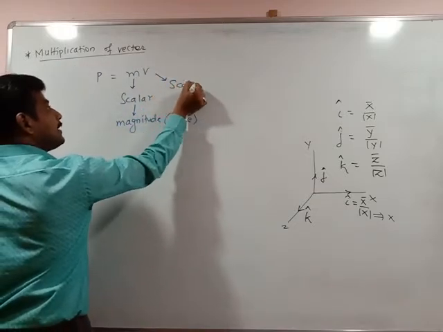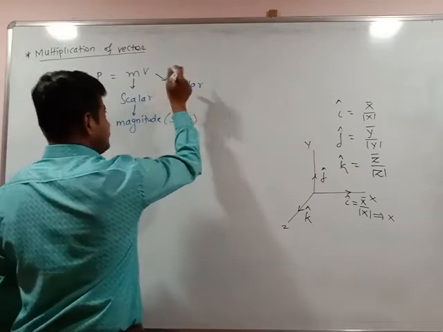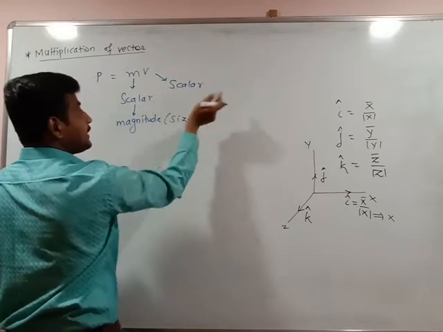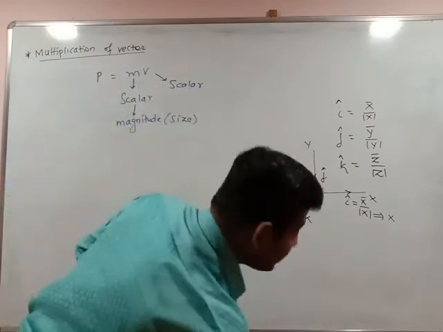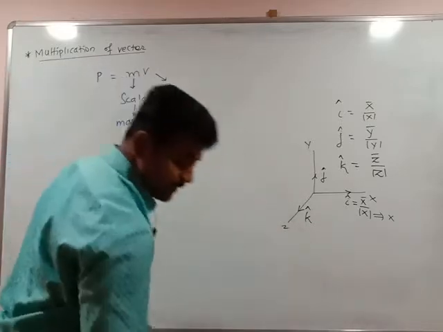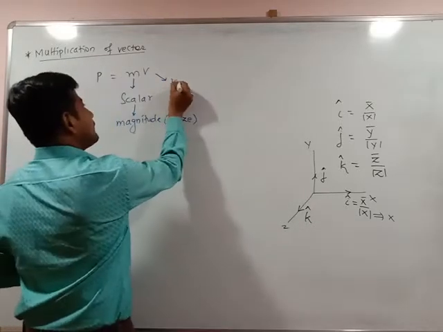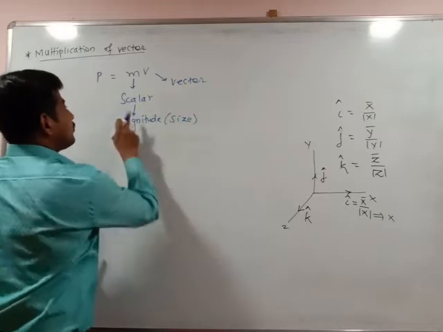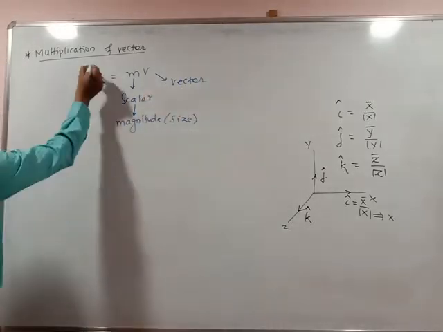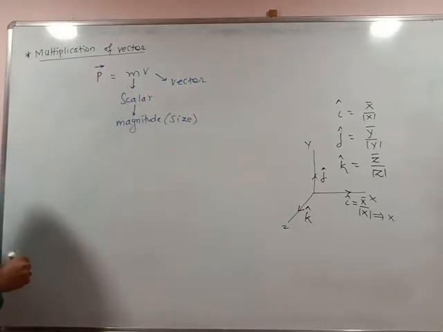What is velocity? Is it a scalar quantity or a vector? It is a vector, because it has magnitude as well as direction. So scalar into vector, what will you get? Momentum is a vector quantity.